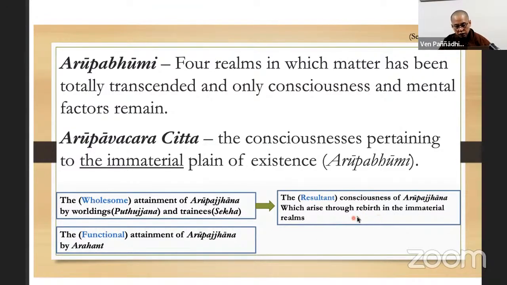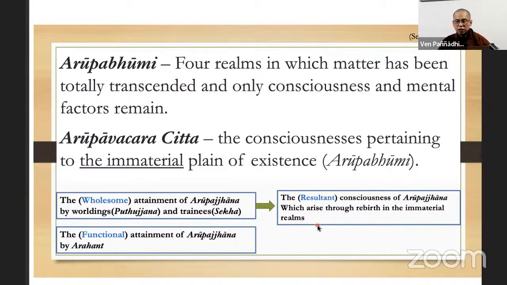Here, I would like to emphasize the Arūpāvacara vipaka consciousness. So wholesome and functional: where we can find the Puthujana and seeker, the wholesome consciousness is possible. And where we can find the arhat mind, the Arūpa kiriya will arise. But for the resulting consciousness, we need more information to have a specific understanding here. Arūpāvacara resultant in relation to the function that it performs.